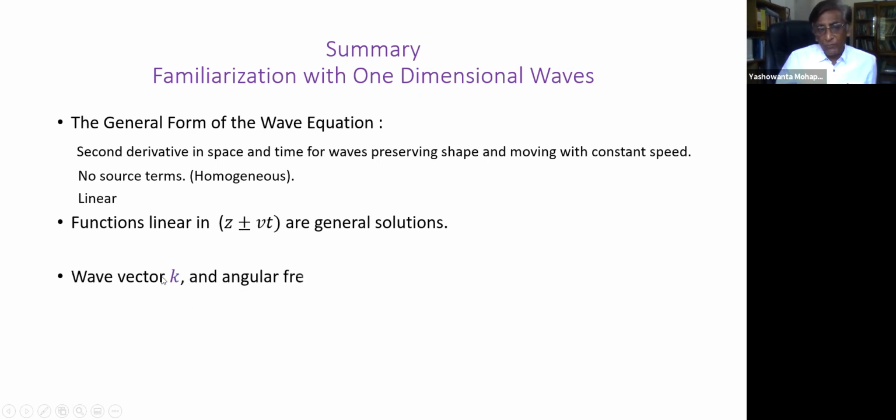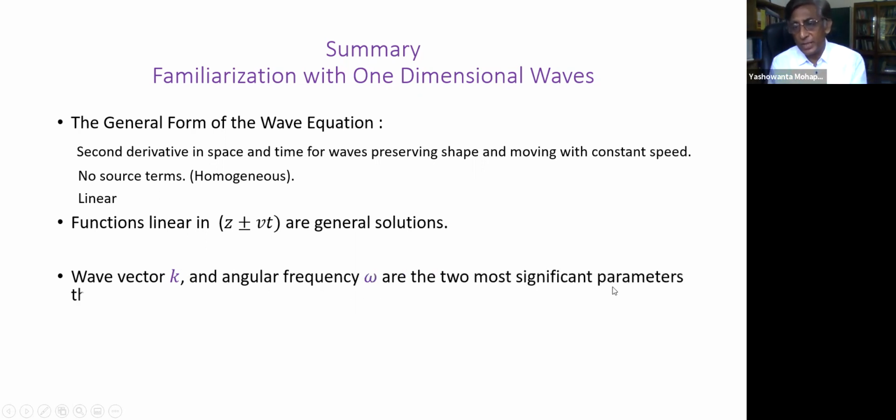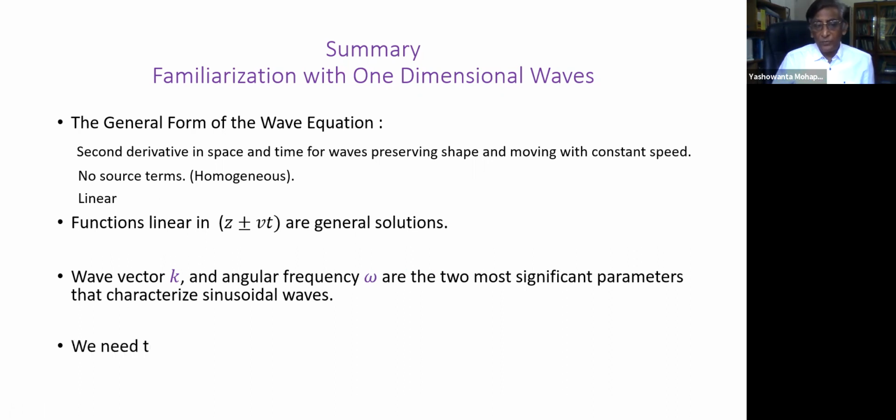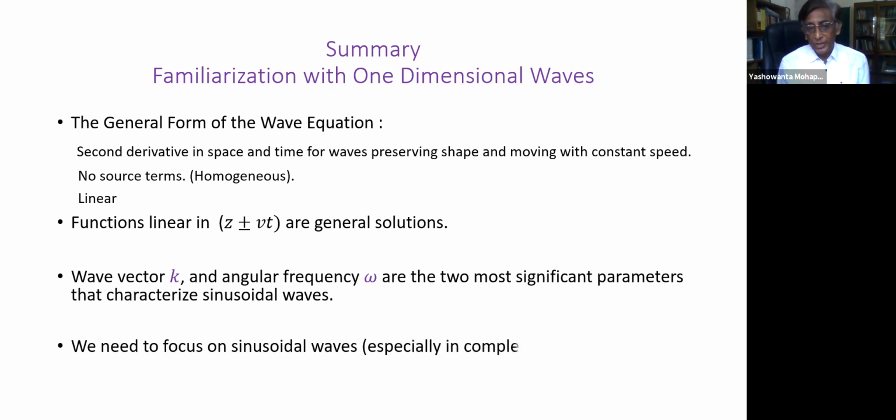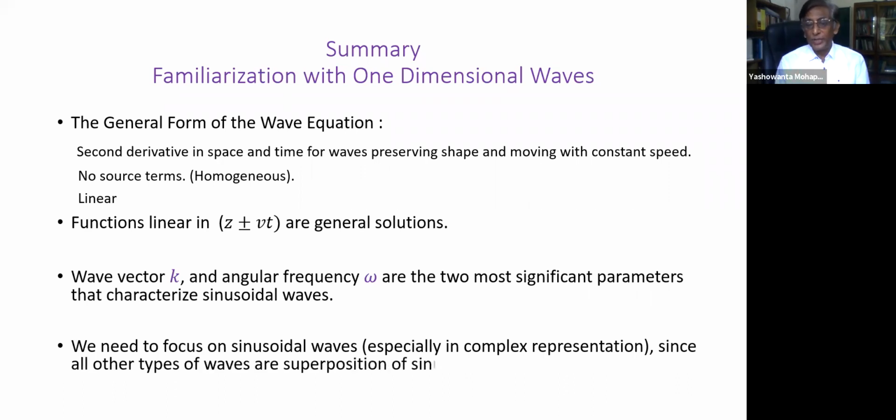The wave vector, which I'm calling k without putting an arrow, and the angular frequency omega are the two most significant parameters which characterize sinusoidal waves. We said that any general wave can be made up of sinusoidal waves, and that is why the choice of k and omega as a function of k is important. So we will focus in this whole chapter only on sinusoidal waves, because you can get any general wave from a superposition of sinusoidal waves.